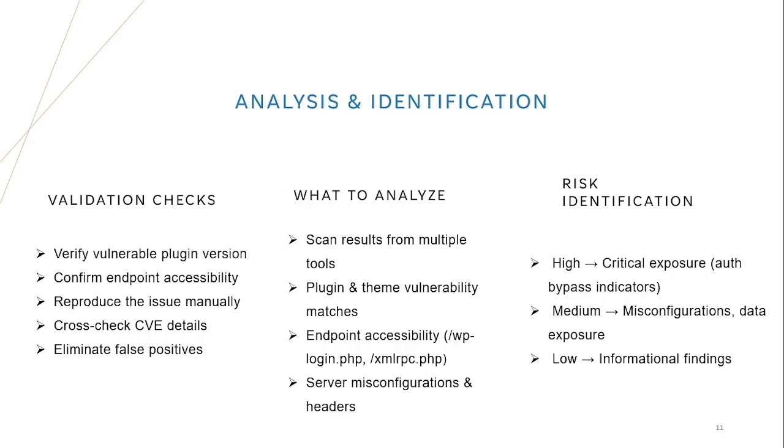And risk identification. By analyzing and identifying these vulnerabilities, we have to rank them as high, medium, and low. High: critical exposure and authorization bypass indicators are classed as high severity. In medium: misconfiguration or data exposure. Misconfigured data, outdated versions, or any running services that should not be exposed on the internet can be medium severity.